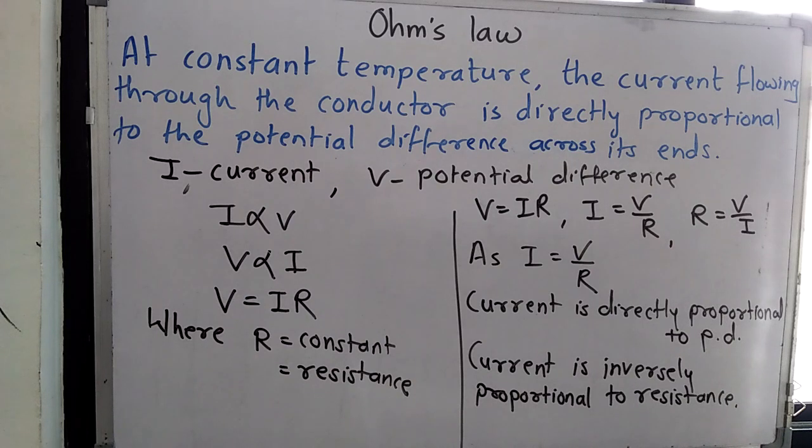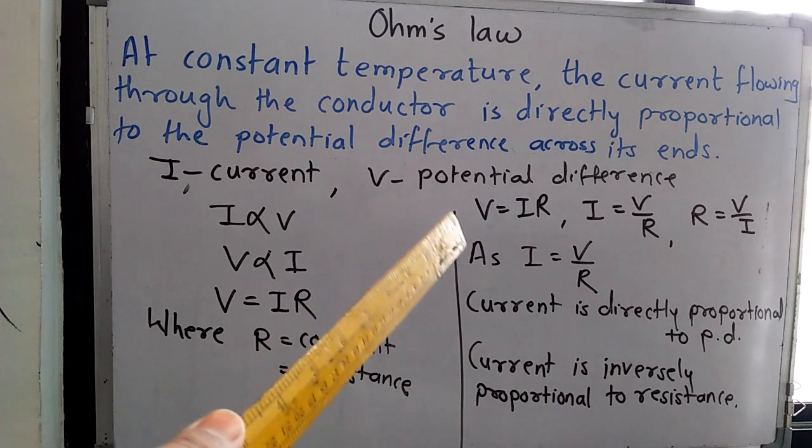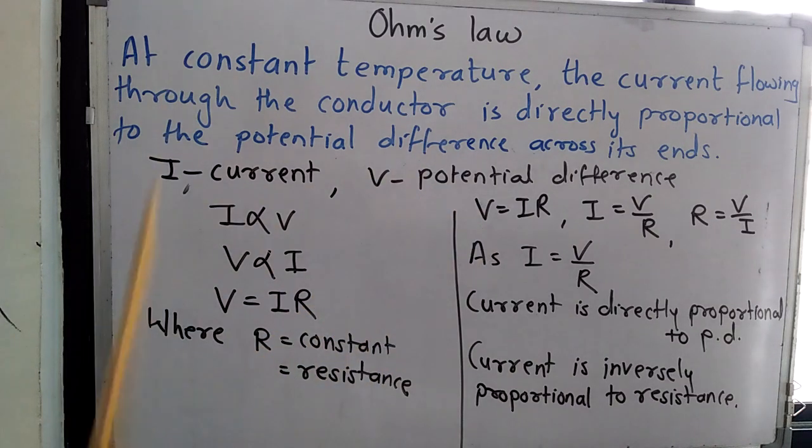As we want to remove the proportionality sign, we have to introduce a constant. So V is equal to IR, where R is a constant, and this constant is called the resistance. So what is Ohm's law? That is nothing but V is equal to IR, where V is potential difference, I is current, and R is the resistance. As we have the formula V is equal to IR, we can rearrange it and get the formula of the current, I is equal to V upon R, and the formula of resistance, R is equal to V upon I.